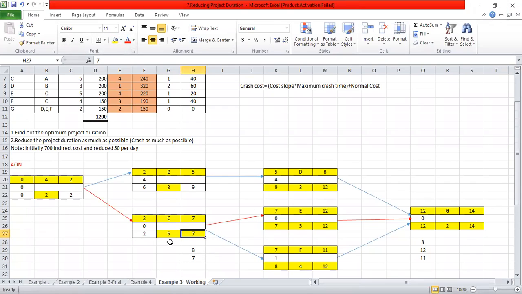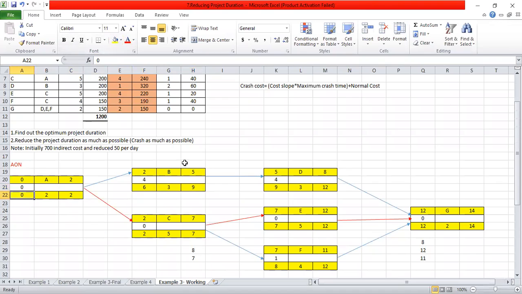So 7 here, 7 deducted by 5, it's 2 here, right? So the 9 is here, and from that 9 deducting 3, 6 here. And for here also you have to take the minimum or the lowest value among 6 and 2, that is 2. From 2 minus 2, that is 0.